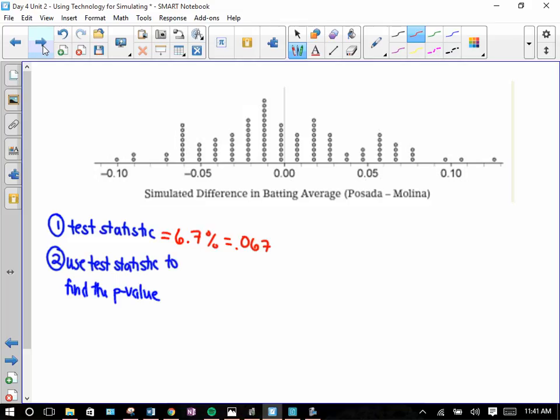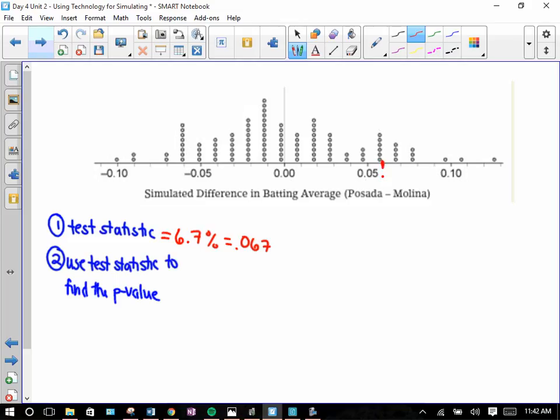All right, so the p-value is the percent of points that are higher than 0.067. A percent is something out of something, right? Something out of the total number. So first we have to locate 0.067 on our dot plot. It looks like it's going 0.05, 0.06, 0.07, 0.08, 0.09, and 0.1. So we have 0.05 right here. This is 0.06 right here.